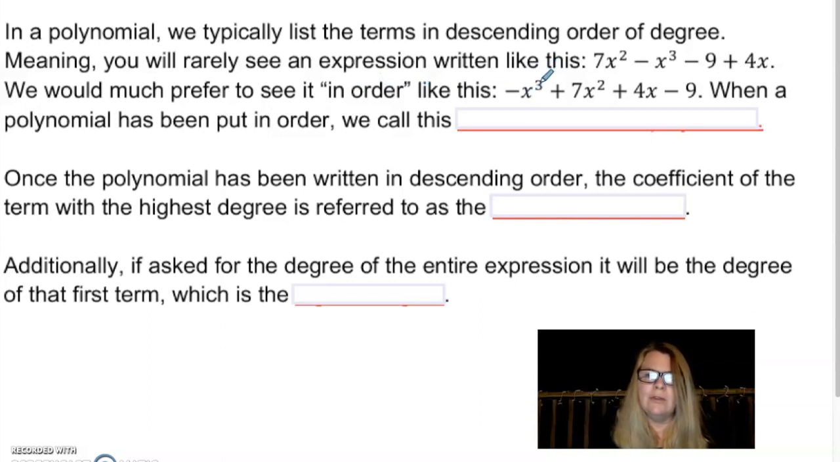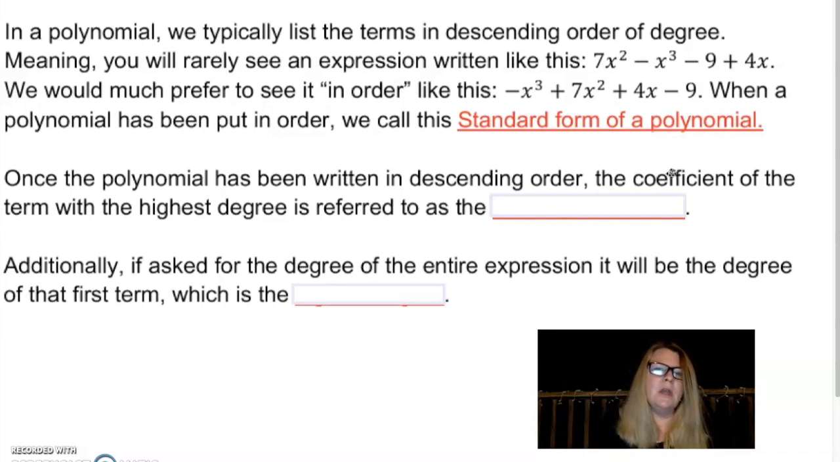So we have the exponent of 3 first, then the exponent of 2, the exponent of 1, and the exponent of 0. When we put it in this order, we say that we have put it in standard form. It's the standard form of a polynomial. So once the polynomial has been written in descending order or in standard form, the coefficient of the term with the highest degree is referred to as the leading coefficient. It's in the front, so it's leading. So that's only when it's in standard form, though.